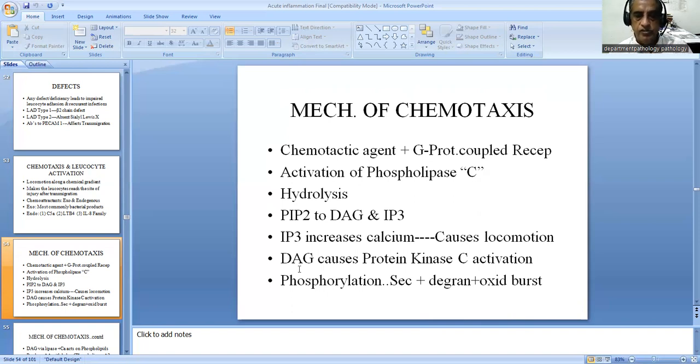But the other actions that also take place along with this: the DAG that was produced causes protein kinase C activation, which leads to phosphorylation of the granules present in the neutrophils. It results in the oxidative burst, degranulation, and secretion of the chemicals inside, which results in killing of the bacteria as well as producing the tissue damage inherent in the process of inflammation. Innocent bystanders are also harmed.